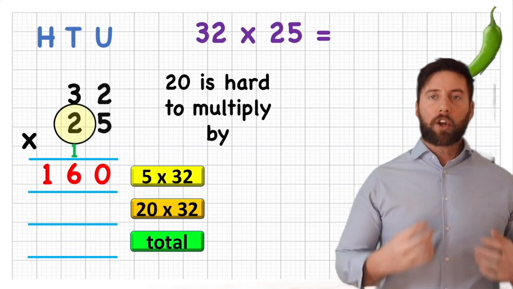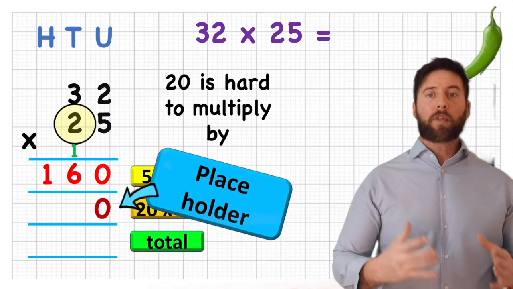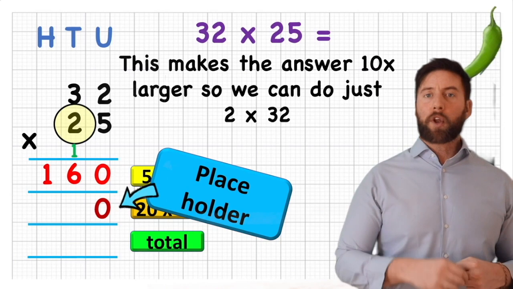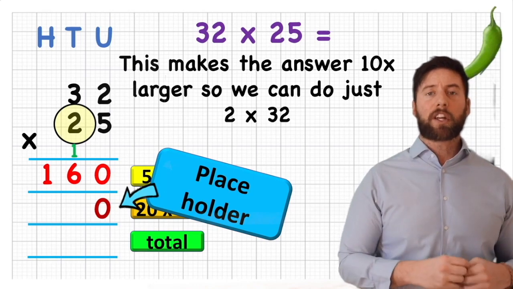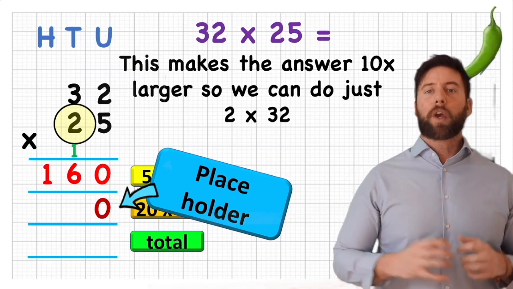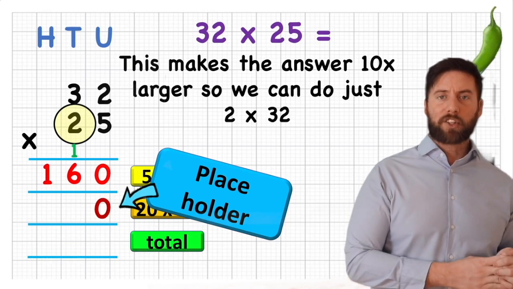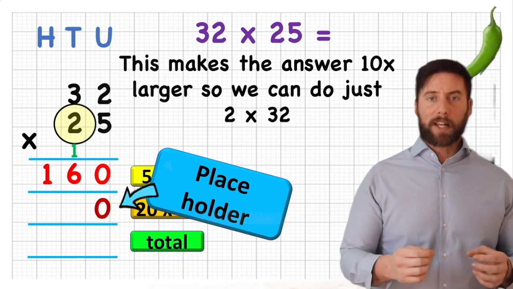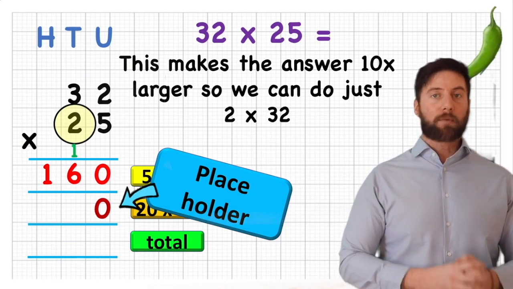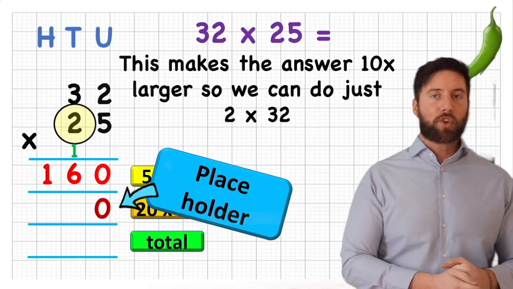Okay, so we're going to include what's called a placeholder, because we want this whole question to be 10 times smaller to work with. We don't want to work with 20 times 32, we're going to still do 2 times 32. And to make it 2 times 32, we're going to make our answer 10 times larger, because we know it's not a 2, it's actually a 20. So let's make our answer 10 times larger by putting a placeholder. I'm sure you've all done this, but you might not be sure why.